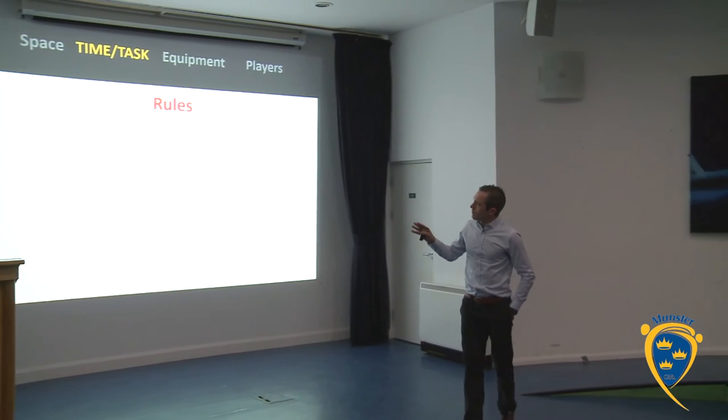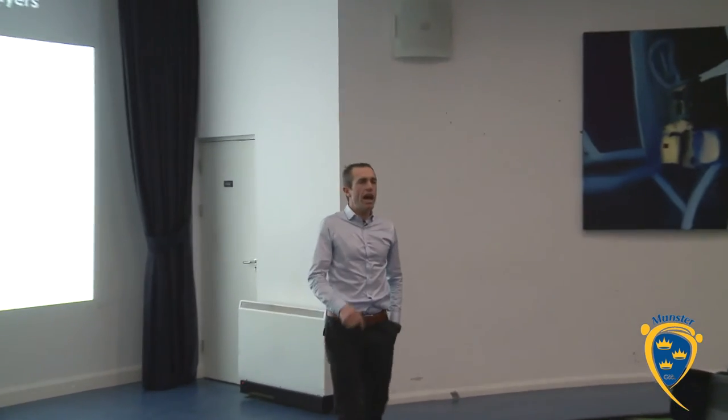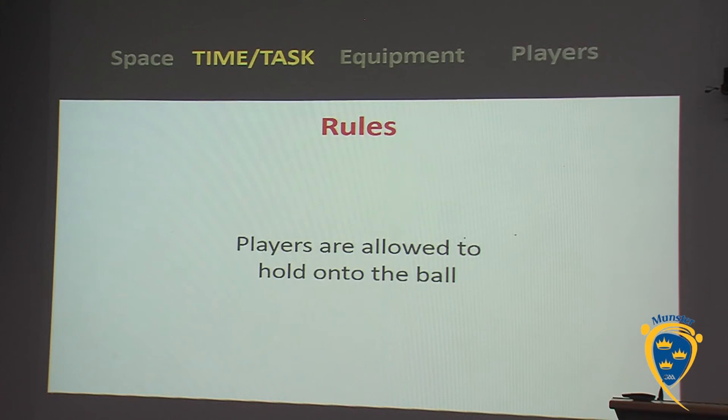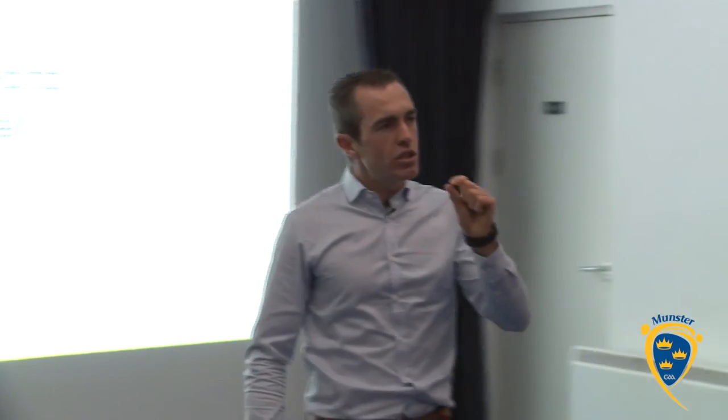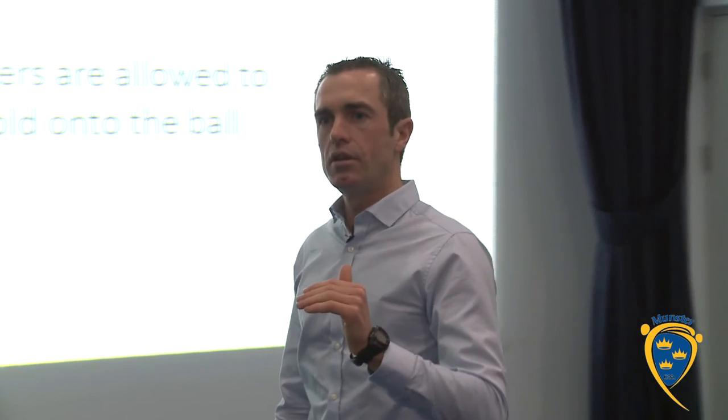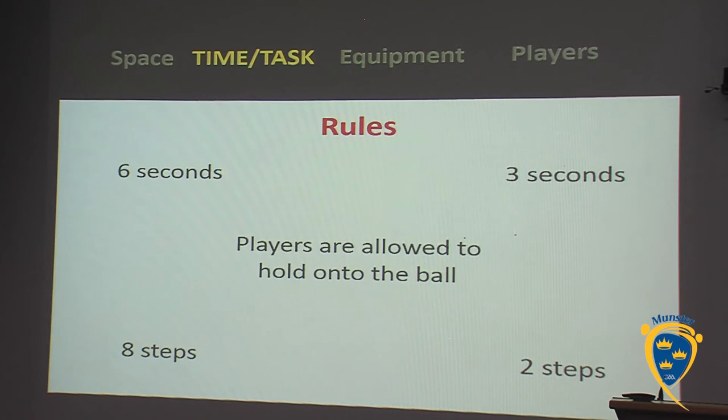What about the rules? What rules can we use? Well, currently we have 4 steps in possession and the time taken to complete 4 steps. To help our decision making, we can increase that to maybe 6 or 8 seconds in possession, or 6 or 8 steps in possession. Therefore, they have the ball and they have more time to look up and scan. Or maybe we want to increase the pressure on them and we reduce it to 2 seconds or 2 steps, providing that real intense time pressure to execute that skill.